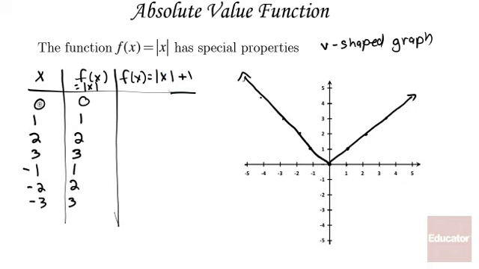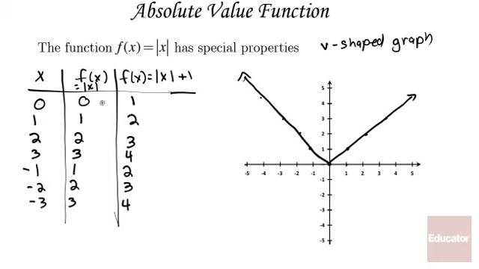Okay, so we're given x, and the absolute value of x is 0, but we're adding 1 to that. So this is going to become 1. Absolute value of x is 1, 1 plus 1 is 2, 3, 4. Absolute value of negative 1 is 1, 1 plus 1 is 2. Absolute value of negative 2 is 2. Add 1 to that, it's 3. And add 1 to 3, you get 4. Okay, so it's the same as this, except increased by 1. Each value of the function has been increased by 1.